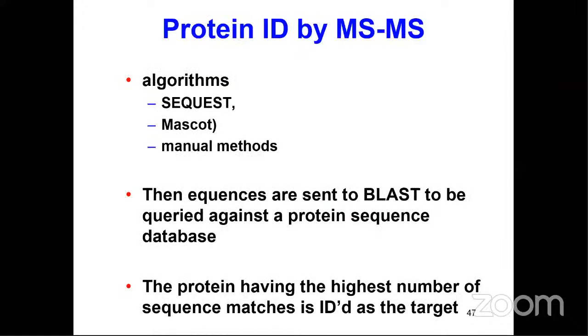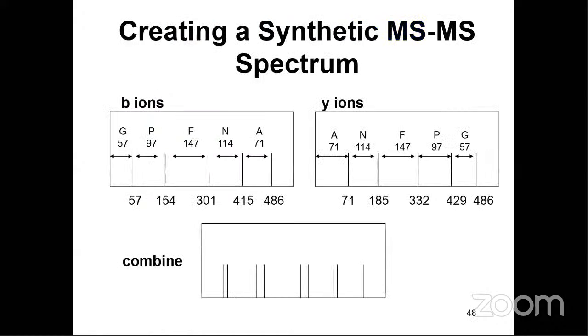But then, there are many softwares, algorithms, Sequest, Mascot, then manual methods are there. And then once we get the sequence, we go to software called BLAST, and then see whether the protein sequence makes sense, whether it compares with known proteins, and so on. So many things are there. We will not go into those aspects.